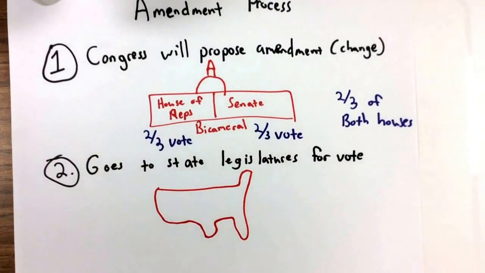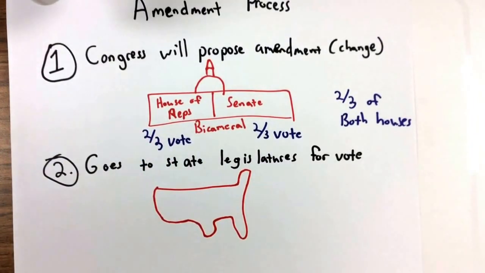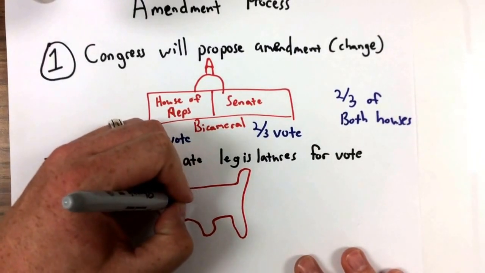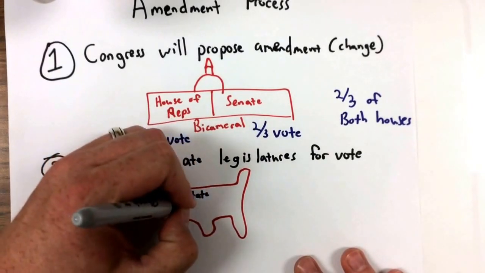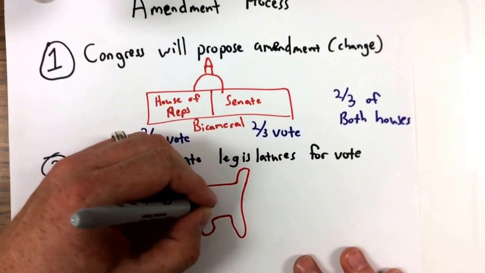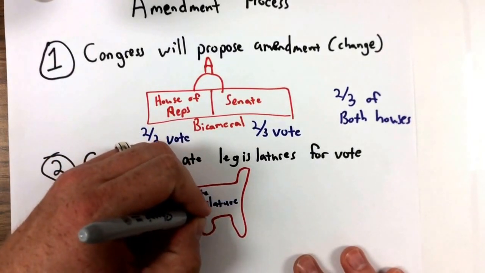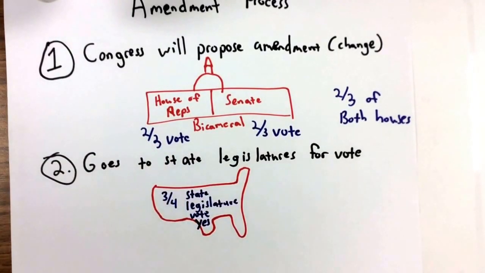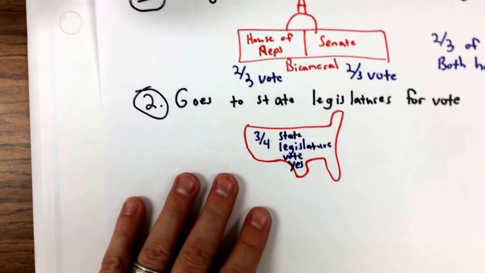We're going to have each one of the legislators meet, and then we have to get 3/4 of the legislatures to agree. So 3 out of 4 state legislatures vote yes. If we get that many state legislatures to vote yes on this amendment, then we move on to step 3.